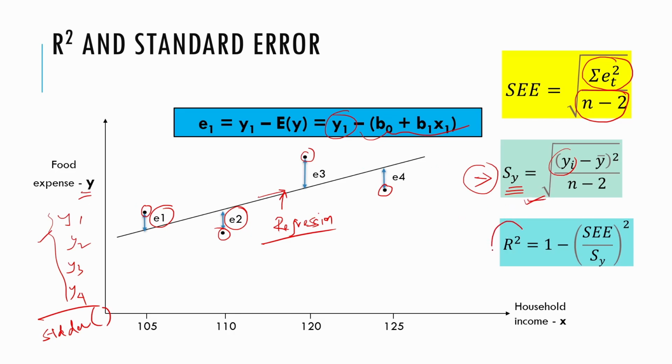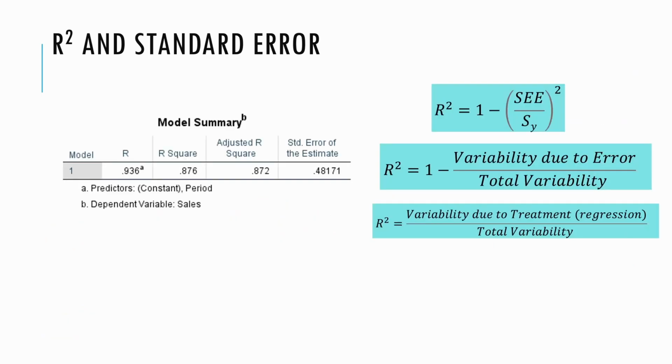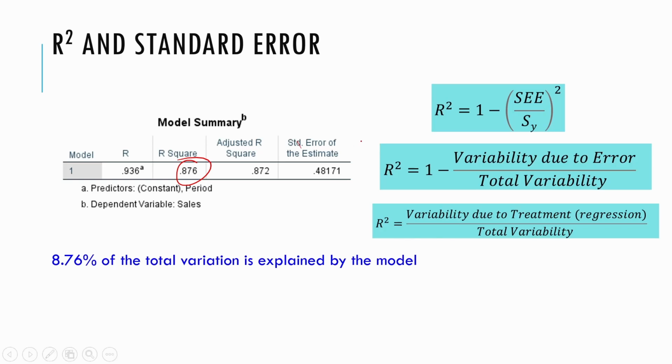Okay, so now your R square is calculated in this way, that is 1 minus SSE by SY whole square of that. So in this way the R square values are calculated and the standard error is also calculated. So if you look at the regression output, they have given you the R square value here, that is your 0.876. So now let us look at the R square value and the calculation once again. So this was the calculation.